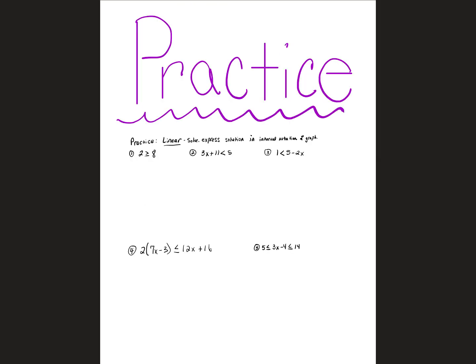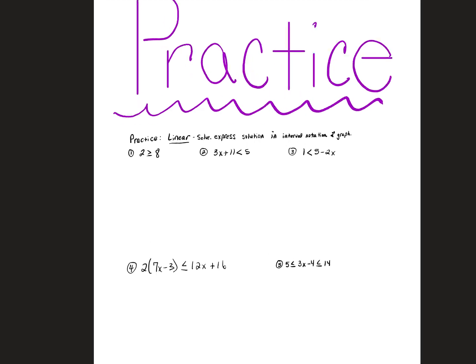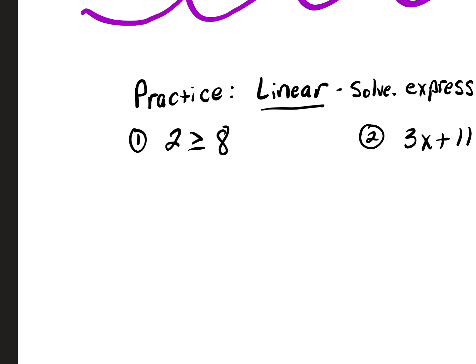So let's do some more practice on the next page. We are solving and expressing our solution in interval notation and graphing it. So looking at number 1, your example in the notes is missing the x, so it should be 2x is greater than or equal to 8. So here we want to solve for x, so I'm going to divide both sides by 2. X is greater than or equal to 4. So this is solved. That would be part of our answer. X is greater than or equal to 4.